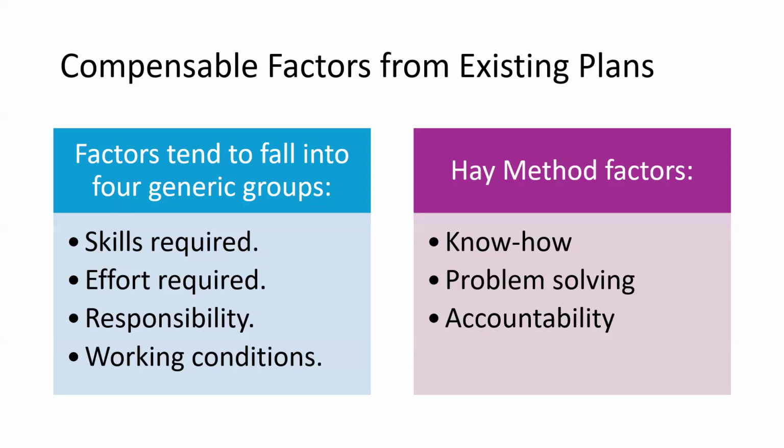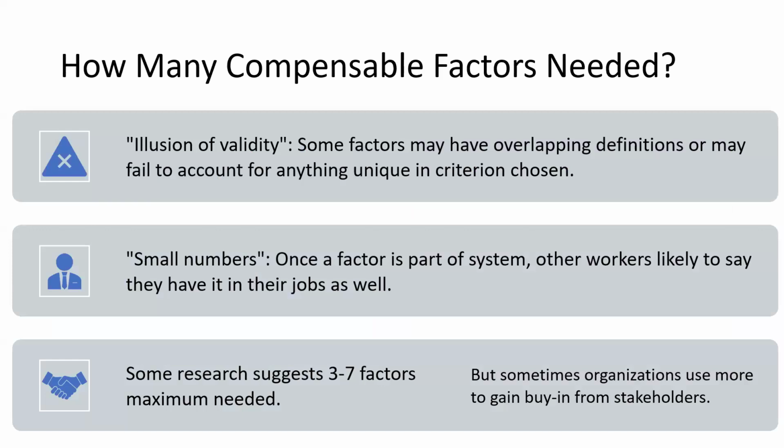One problem with the Hay method that you might be able to see already is, even if you went to the book and looked at the definition for know-how, problem solving, and accountability, there is some overlap in these compensable factors. So know-how is kind of the knowledge and skills that you need to do the job. Well, you have to have some know-how to be able to do problem solving. So there's a little overlap there. And then you have to have problem solving to be held accountable for decisions you're making. So there's a little bit of overlap, but the Hay method has very descriptive or detailed descriptions around these factors, so it can be useful for lots of different kinds of jobs.